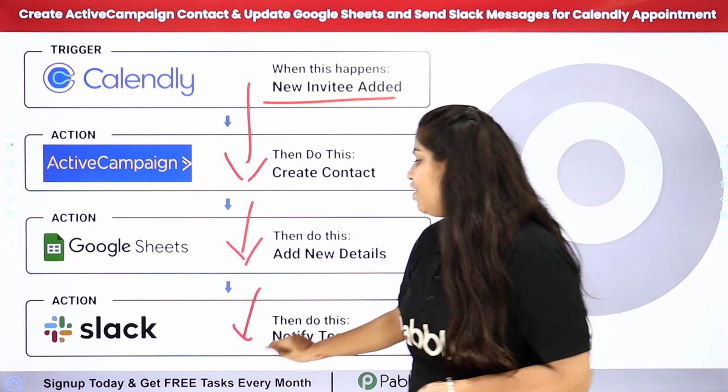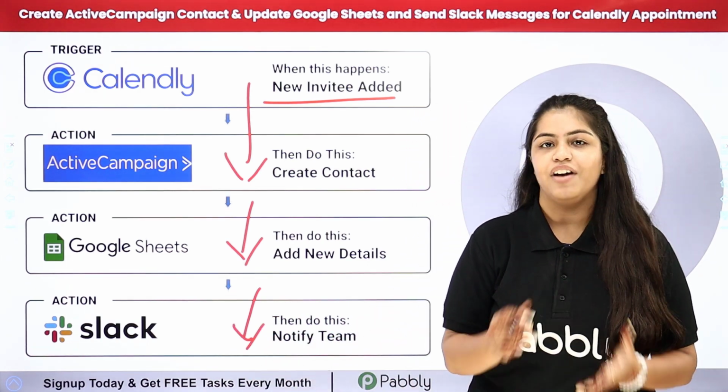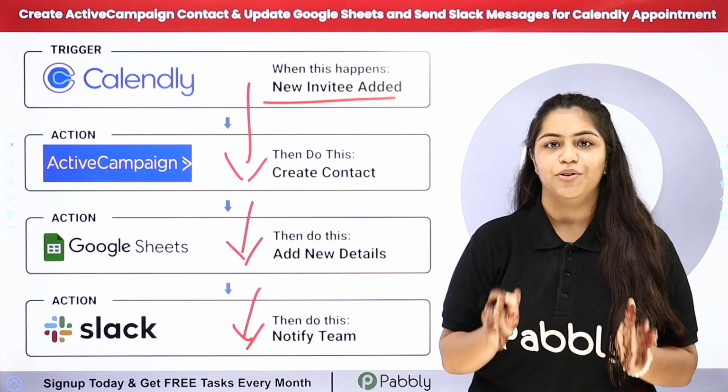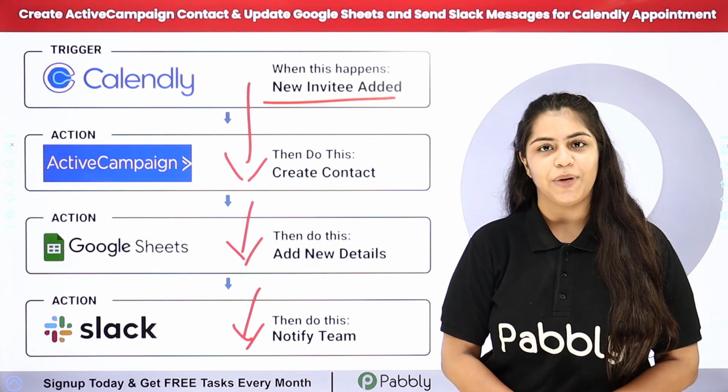So to do this, we are going to create a connection between Calendly, ActiveCampaign, Google Sheets and then Slack. To create this connection without knowing any programming or coding language, we are going to use Pabbly Connect. It is an amazing automation software. So do you also wish to learn this process step by step? Then let me take you to my computer screen.